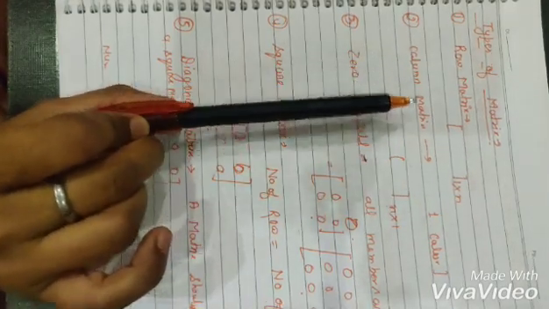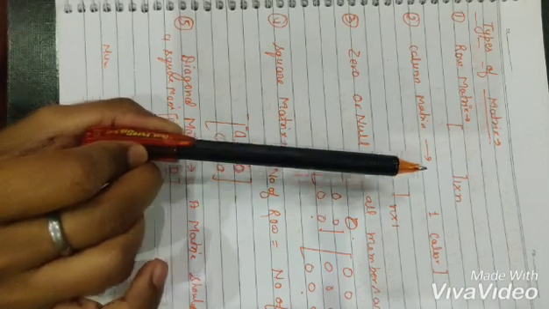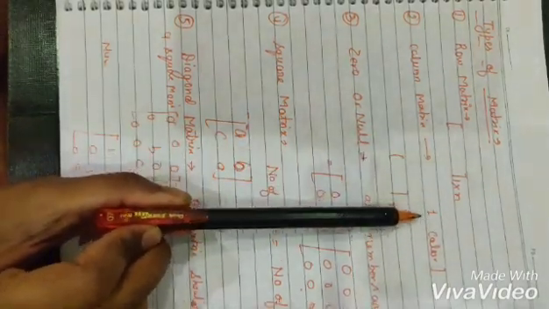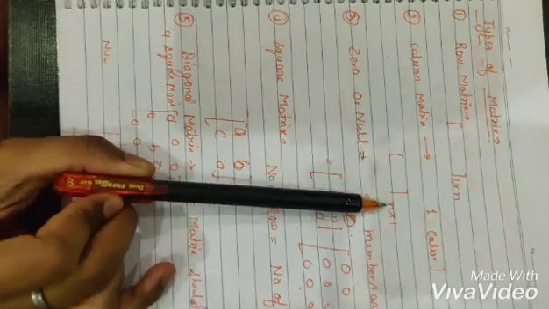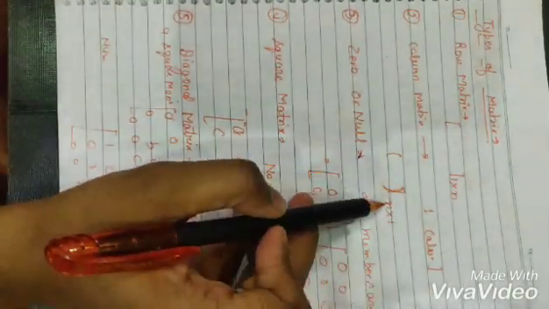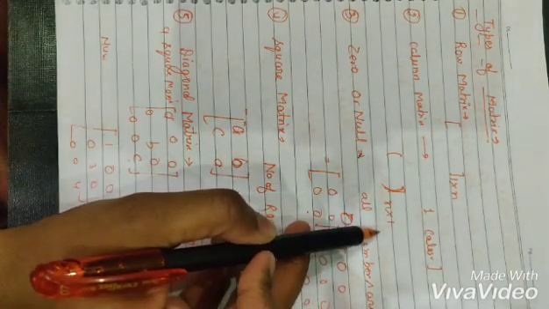Now another is the column matrix. A matrix is said to be a column matrix if there exists only one column. That means n cross 1, where n means the number of rows and 1 means one column.